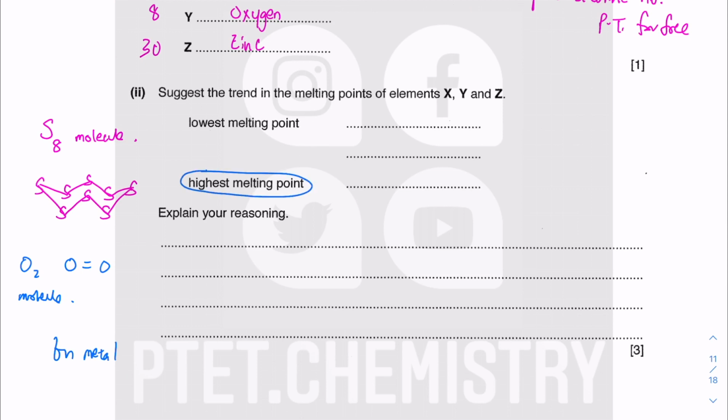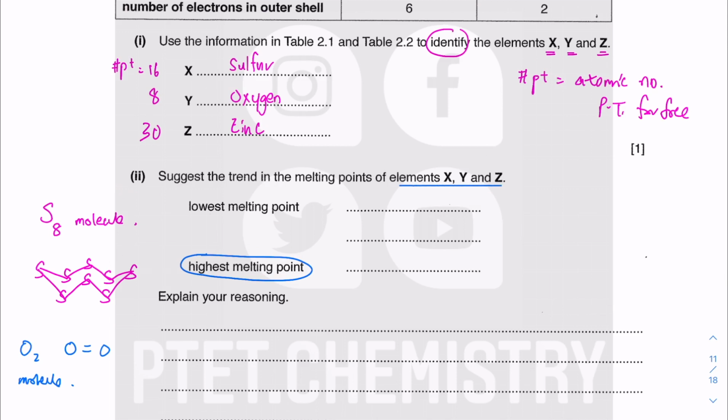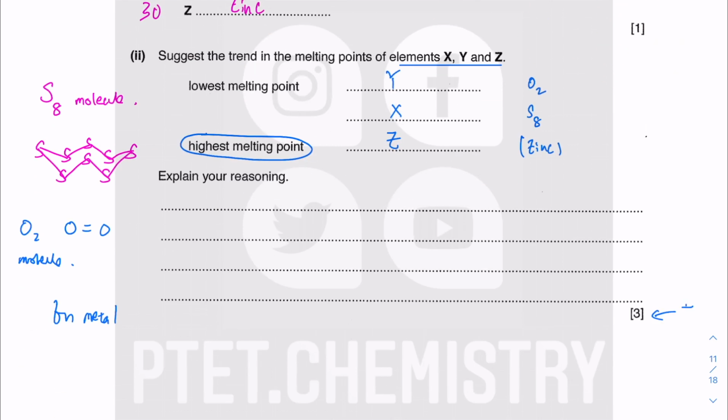Highest melting point is going to be zinc, and they want you to name the elements X, Y, and Z. So the element Z is going to be zinc. I don't put zinc in there. And the lowest will be the oxygen. And S8 will have higher melting point than oxygen. So oxygen is Y, and then there's X. Okay. In terms of the explanation, the giant versus the simple is the easy one.